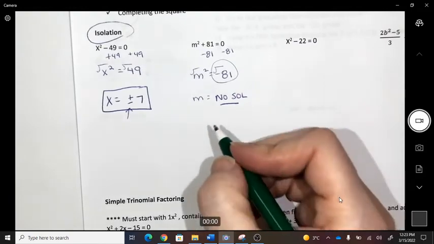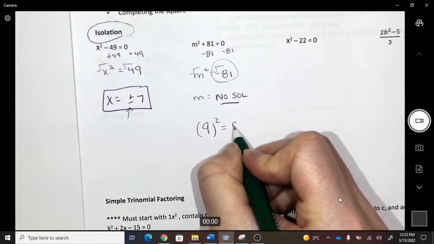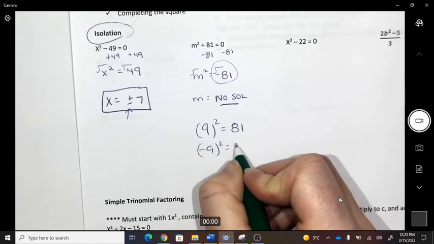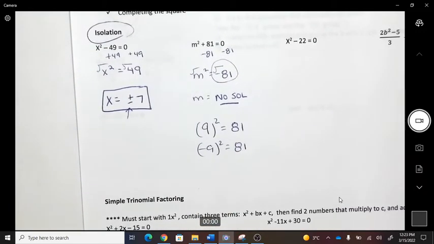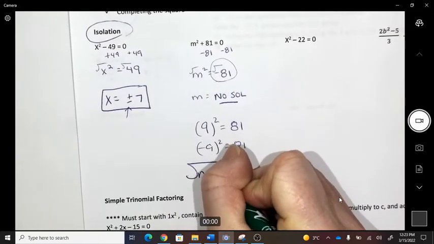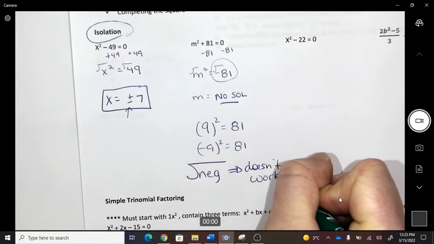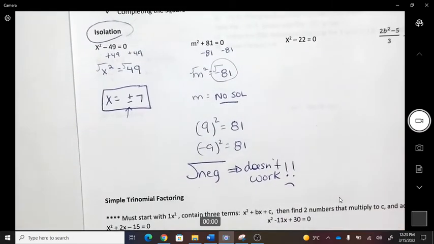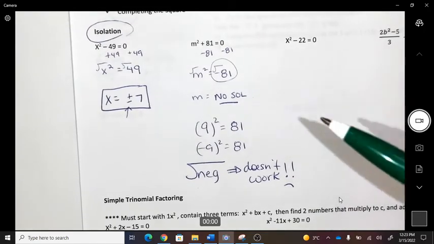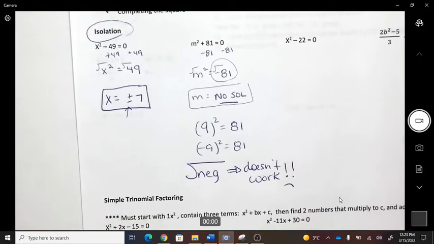Okay, do you understand the concept? 9 squared is 81. Negative 9 squared is also positive 81. Okay, you cannot square anything to ever give you a negative number. So square rooting a negative will never ever work. This is kind of the idea. So this is how you answer those questions though. You need to write that there's just no solution.